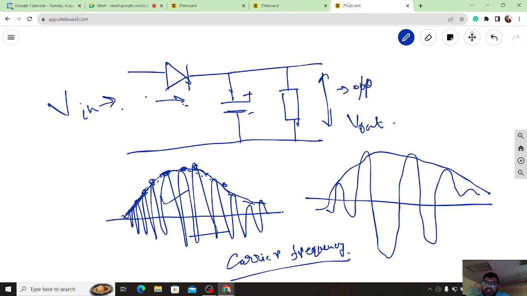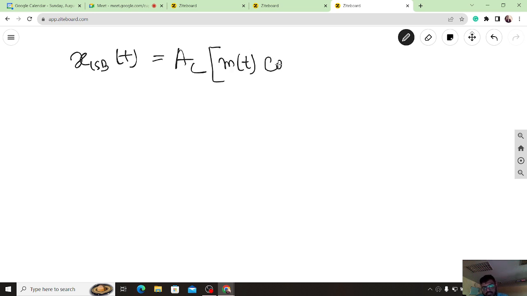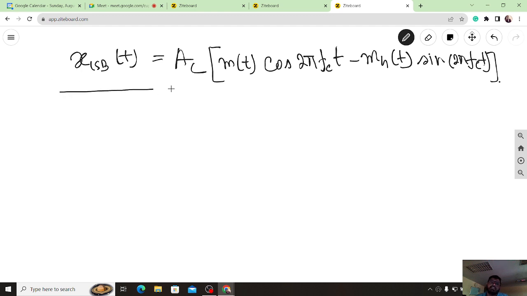Okay, solve it. So it's the Hilbert transform of the signal sine 2 pi fct, right? This is the known formula for the LSB.